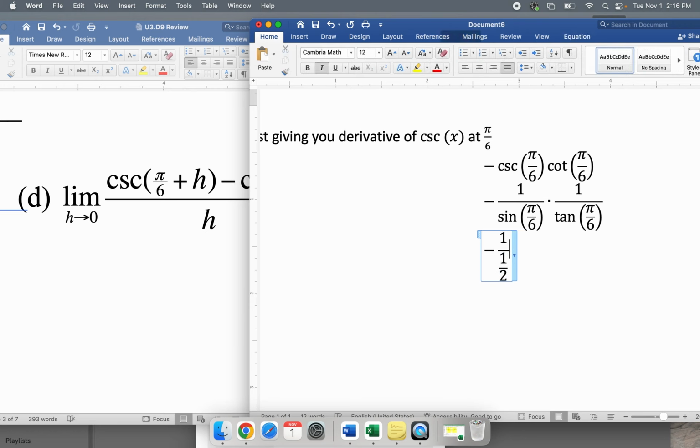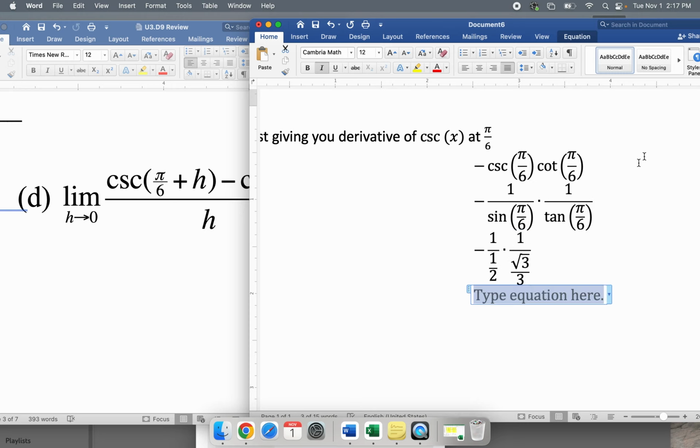So it's negative 1 over a half times tangent pi over 6. That's root 3 over 3. You probably don't have that memorized. You can derive it if you want because it's just sine of pi over 6 over cosine of pi over 6. So now you got to do some keep it, change it, flip it stuff.